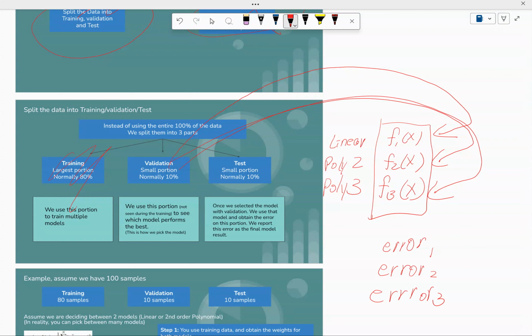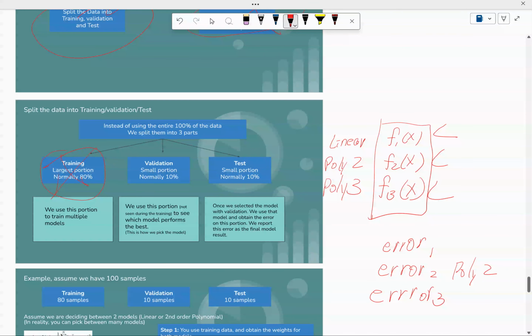Okay. And we use the data that's not part of the training. We use this for training and then we forget about it. Then we use this to figure out which one gives us the lowest error. And in this case, let's say we decided model 2, poly 2, gives us the lowest error. So now we know that we want to pick poly 2 because it performed the best in validation.